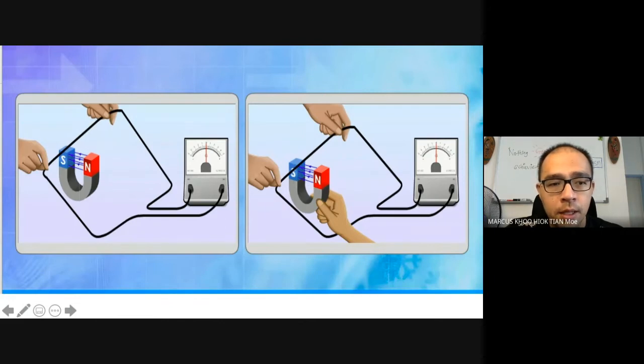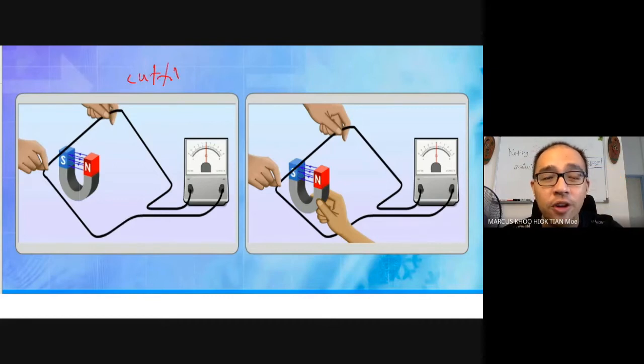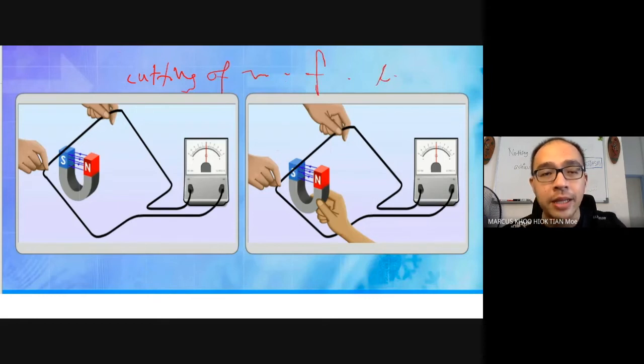Okay, so the most important thing is that in both situations, the first situation, the magnet is not moving but the wire is moving. Second situation, the wire is not moving but the magnet is moving. In both situations, the same thing is happening. There is a cutting, you're going to hear this word a lot, cutting of magnetic field lines. The main prerequisite for electromagnetic induction, for an induced EMF, is there must be a cutting of the magnetic field lines. No cut, no current.